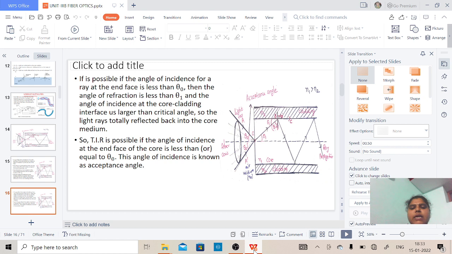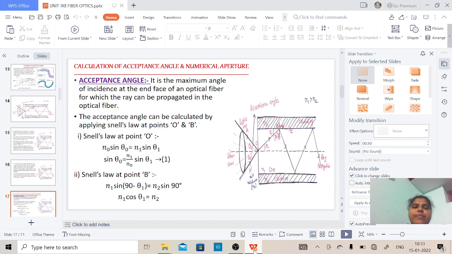So at these conditions, the total internal reflection is possible. This angle of incidence is known as the acceptance angle. Next, let us see what the acceptance angle is and how the numerical aperture will be calculated.